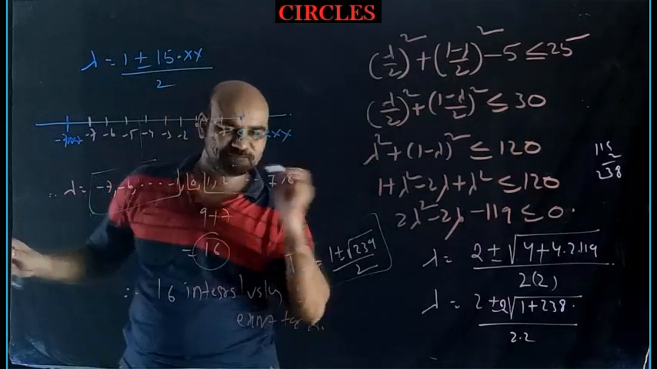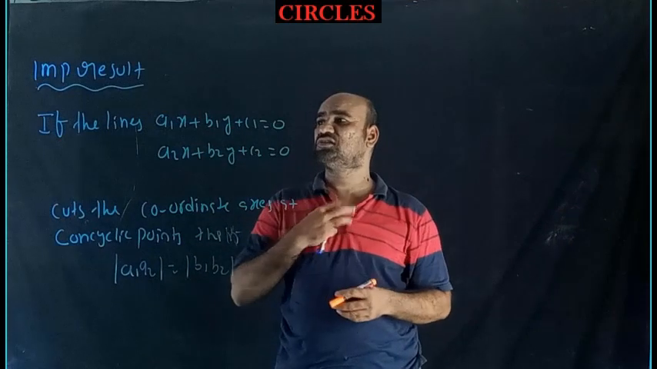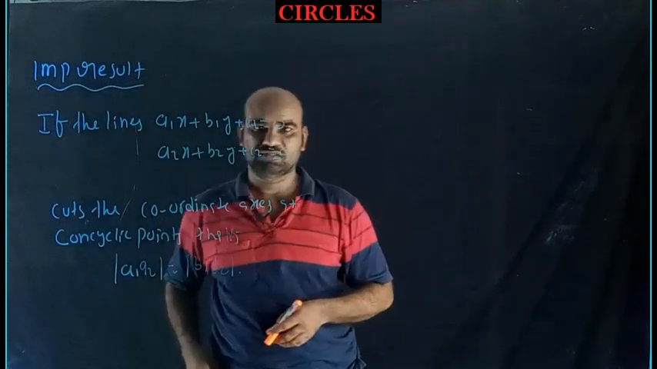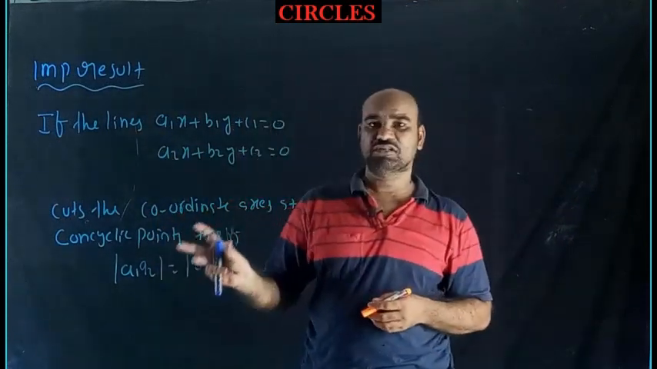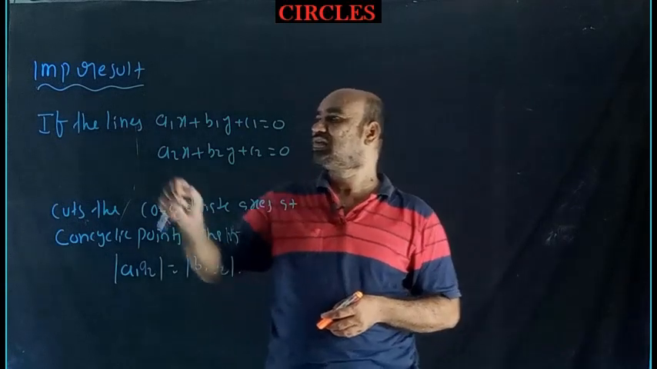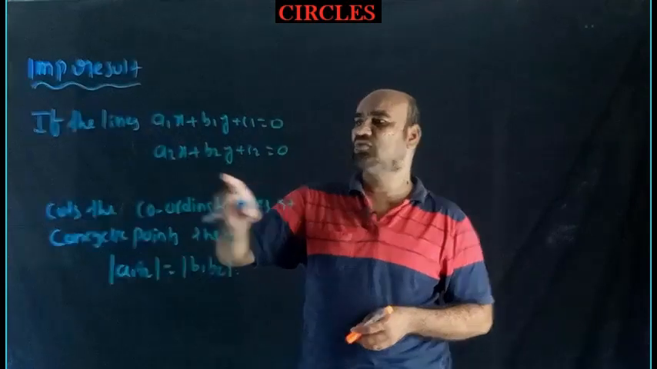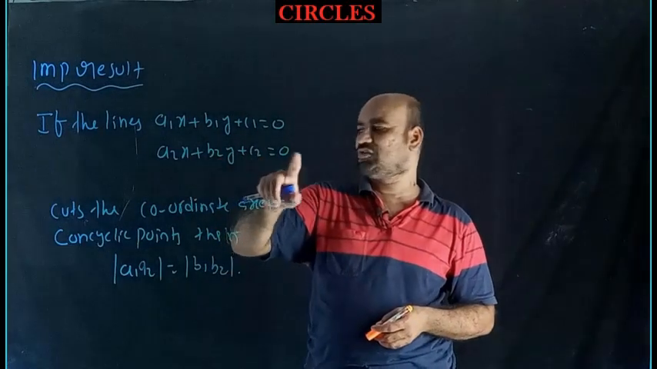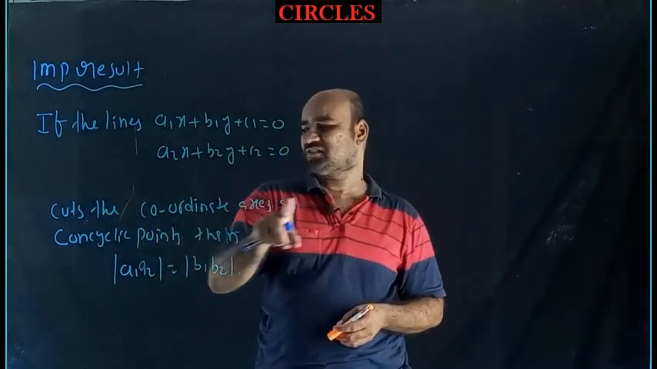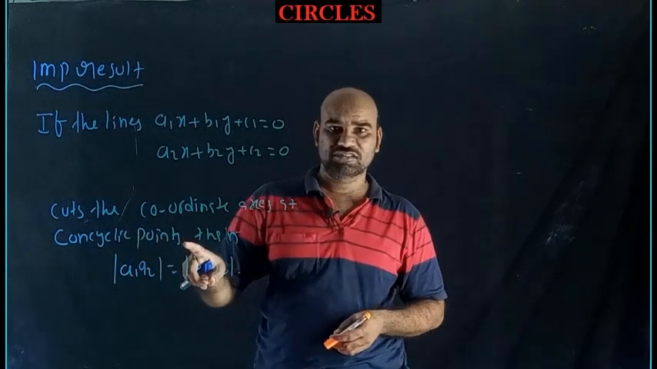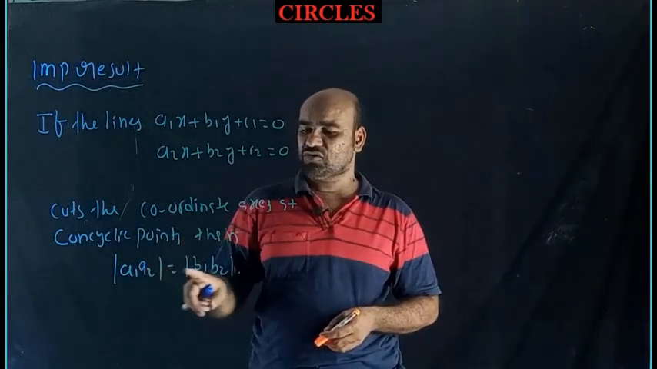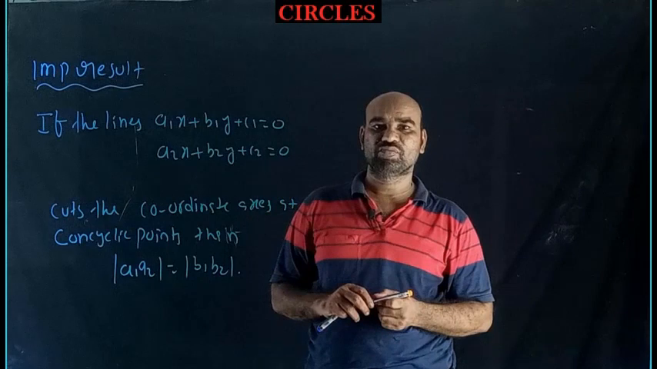Students, this is one of the important results. By using this result, you can solve so many problems. The result says that if the lines a1x plus b1y plus c1 equal 0 and a2x plus b2y plus c2 equal 0 cut the coordinate axes at concyclic points, then modulus of a1 a2 equals modulus of b1 b2.